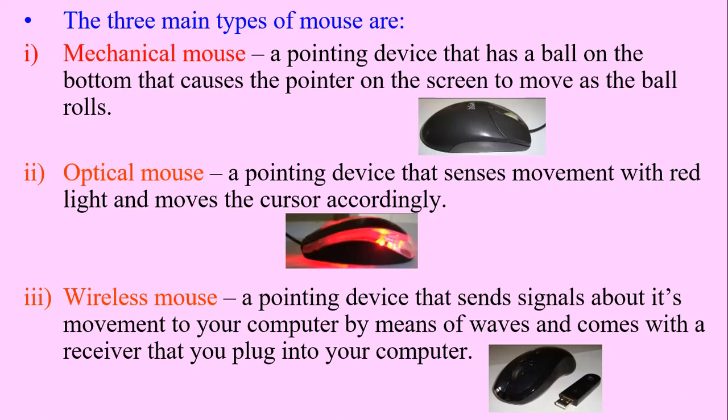The second is the optical mouse. An optical mouse is a pointing device that senses movement with red light and moves the cursor accordingly. And the third type is the wireless mouse. The wireless mouse is a pointing device that sends signals about its movement to your computer by means of waves, and it comes with a receiver that you plug into a computer. And the diagrams for each of these types of mouse are as indicated.